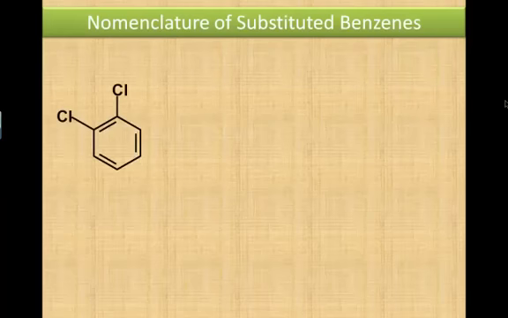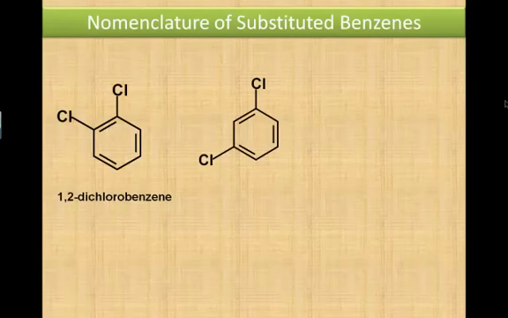And these are named in a similar way to the nomenclature of cyclic alkanes. So I would call this compound 1,2-dichlorobenzene. So I have to use my numbers as my locants to tell you the relative positions of the two substituents. This one would be 1,3-dichlorobenzene. And remember, I'm going to number in such a way that I have the smallest locants.